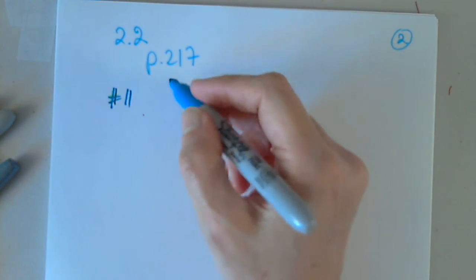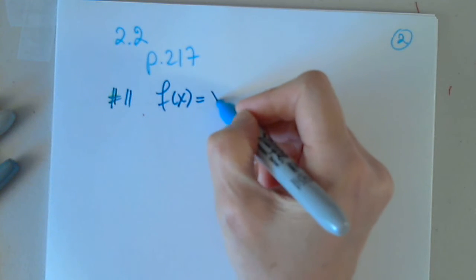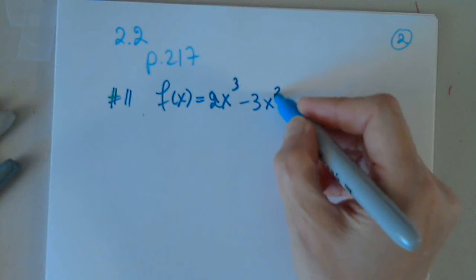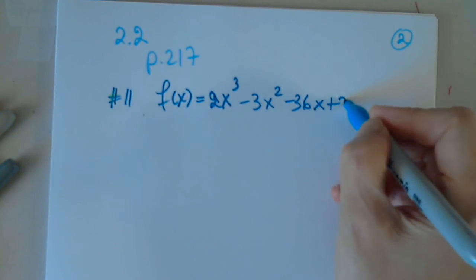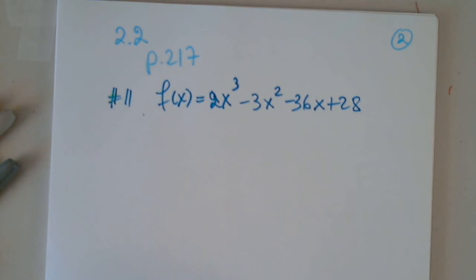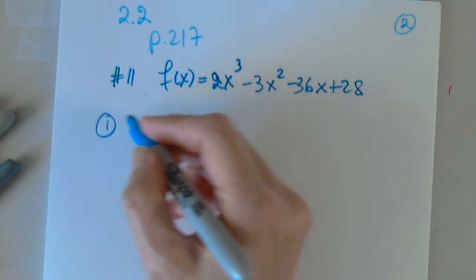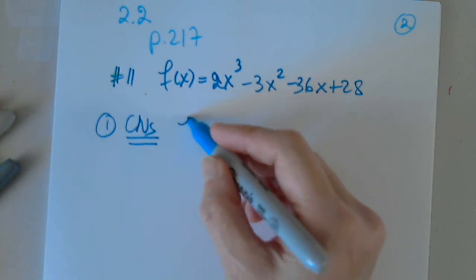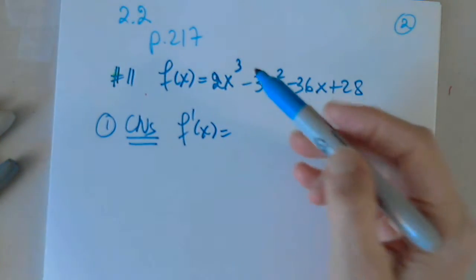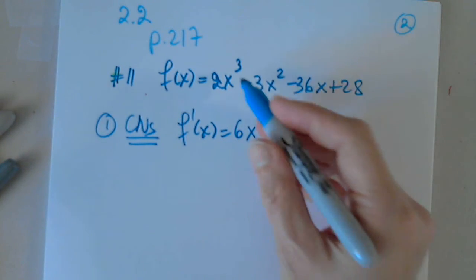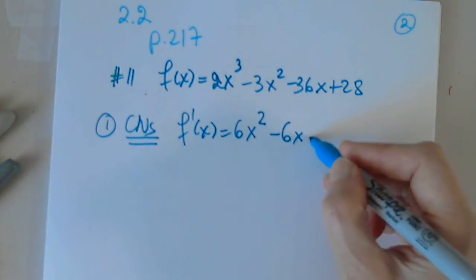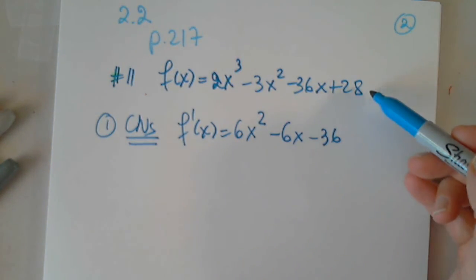In 11, we have f of x equals 2x cubed minus 3x squared minus 36x plus 28. First step, we would like to determine critical numbers. I cannot determine critical numbers before I find f prime. 3 times 2 is 6, subtract 1 from the power. 3 times 2 is 6, subtract 1 from the power, and minus 36. And when I differentiate 28, I get 0.